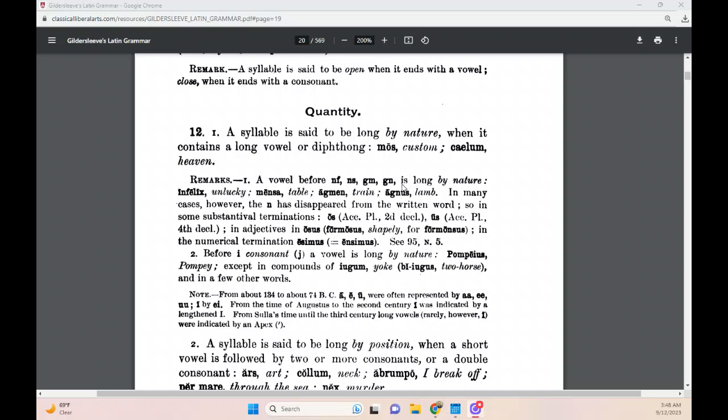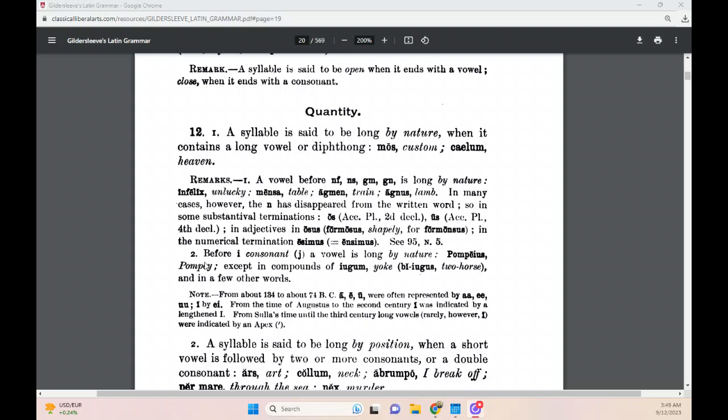Good to make yourself familiar with these detailed remarks, but don't let them overwhelm you. Stay focused on the general rule here, but become aware of some further details or exceptions to the rules. Okay? In many cases, we're told the N has disappeared from the written word over time. So again, we're getting into exceptions, and I don't want this to become distracting to you. So let's just skip over this and get down here to remark number 2.